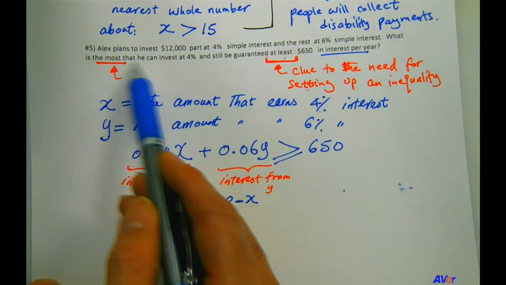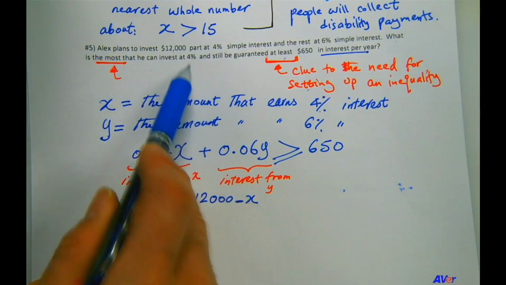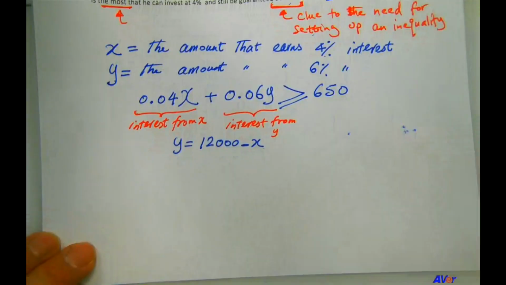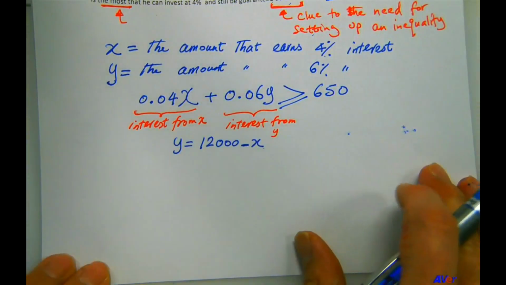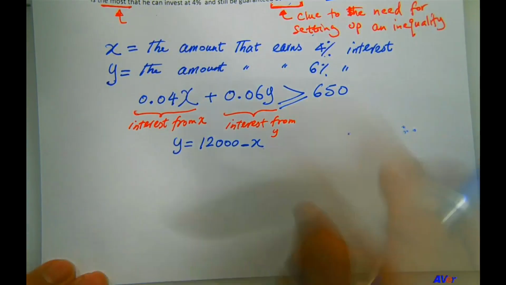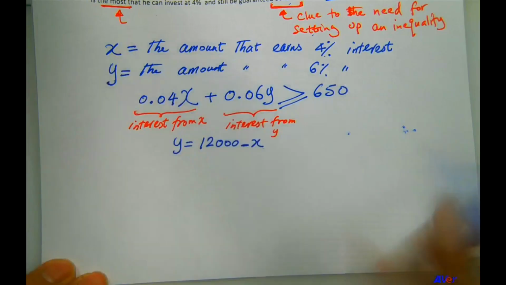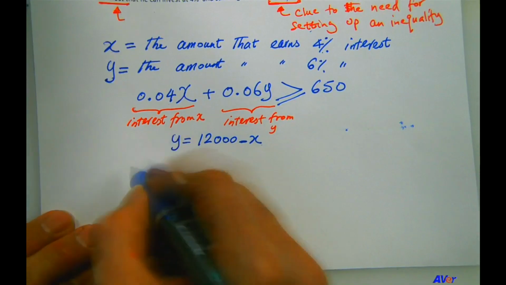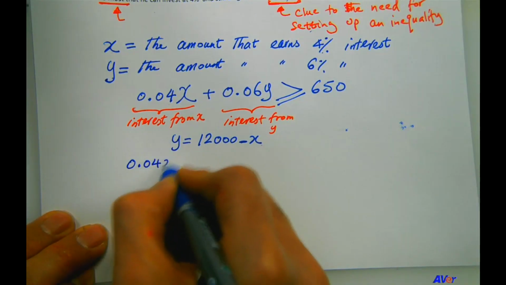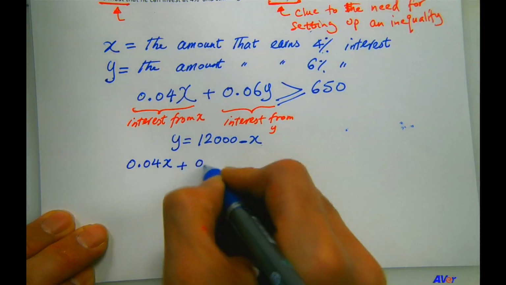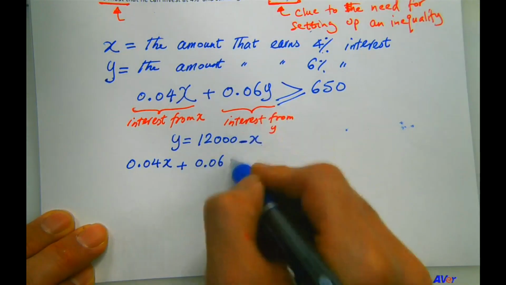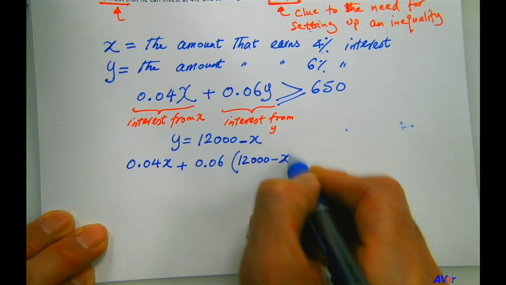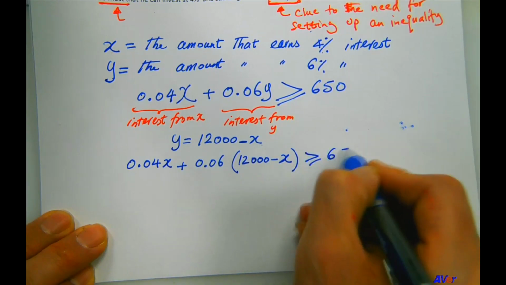And that would be the variable that they're asking us about. What is the most that he can invest at 4%? So they're looking for X. Needless to say, if we know X, we know what Y is. So knowing one leads to knowing the other. Okay, so let's make the substitution. We have 0.04x plus 0.06 times y, but I'm going to replace it with the equivalent, 12,000 minus x, greater than or equal to 650.